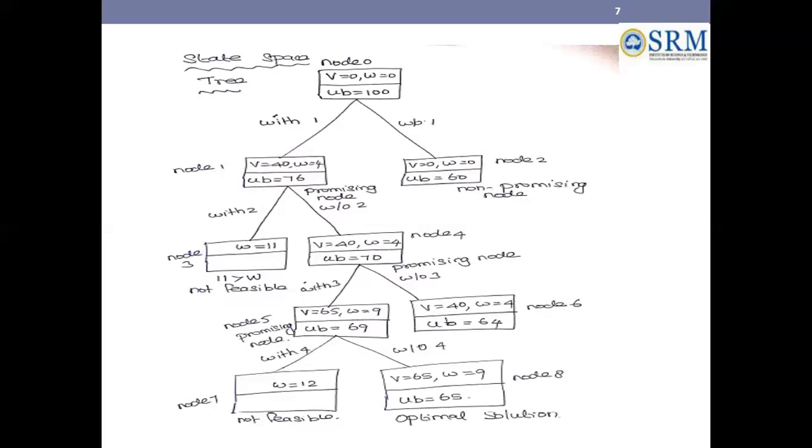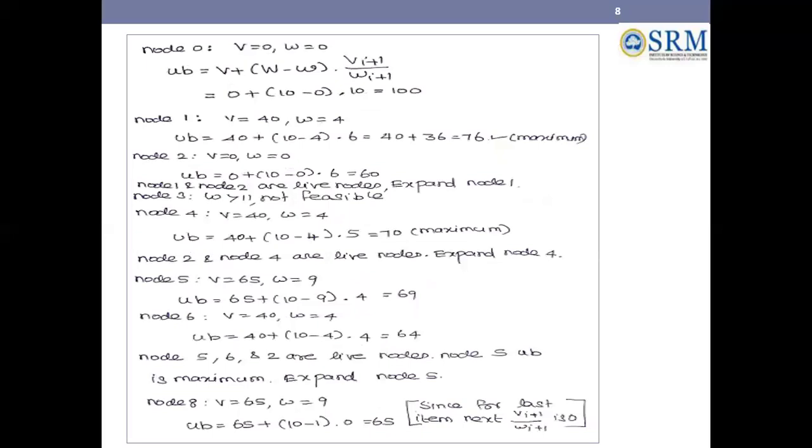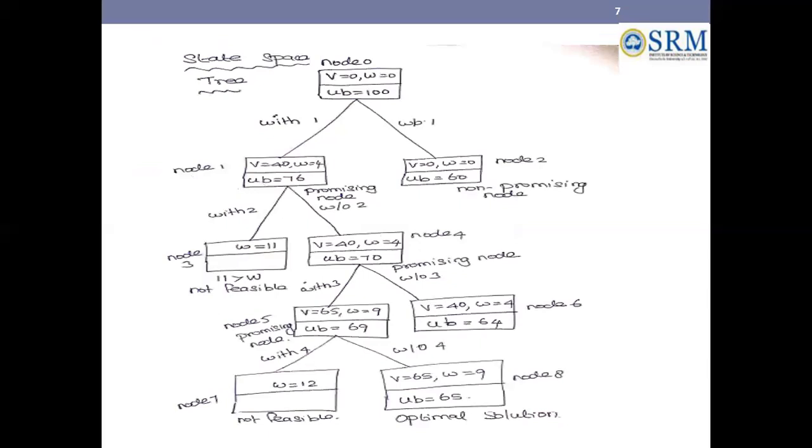So how to find the upper bound value for the last node? What's the next ratio? That is 0, because for the last item there is no next item. So how to take Vi plus 1 divided by Wi plus 1? That is 0. So for node 8, V equals 65, W equals 9. Find the upper bound value: 65 plus (10 minus 9) into 0, that is 65. So now node 8 upper bound value is 65.